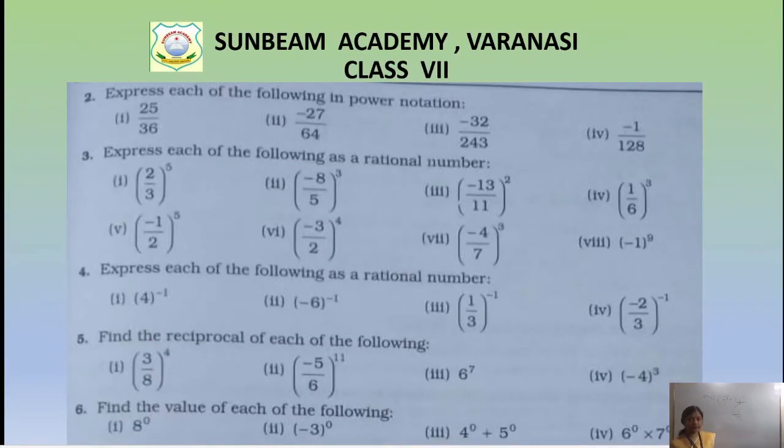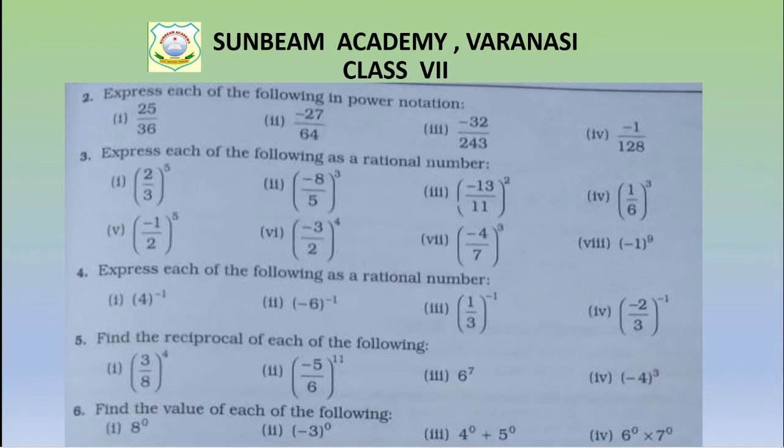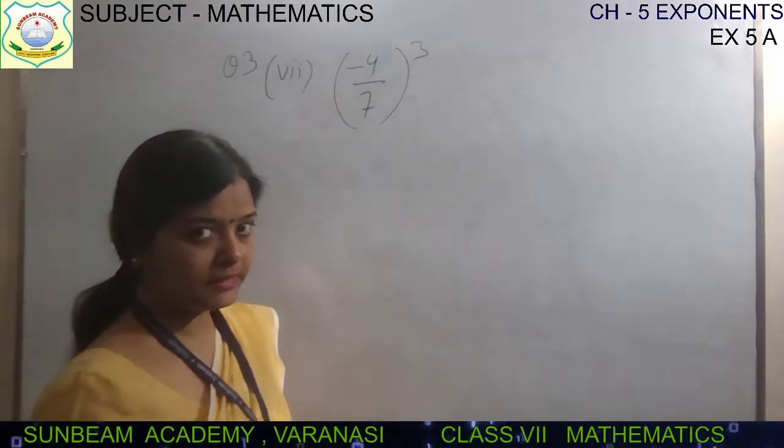Children, next question. Question number 7. Minus 4 by 7 to the power 3. Come on, write down. Minus 4 by 7. I am erasing my board work. And we have to do question number 7. Minus 4 by 7 to the power 3. This is the question. Now let's multiply.